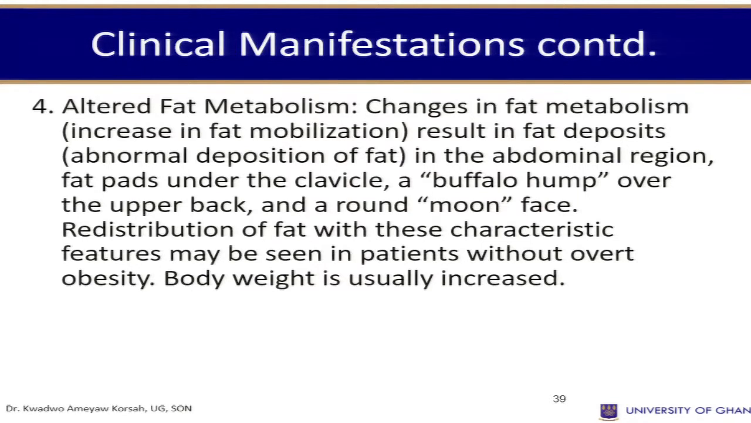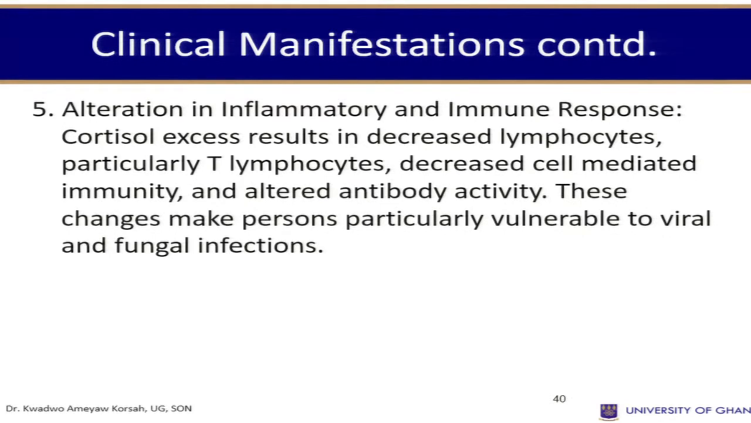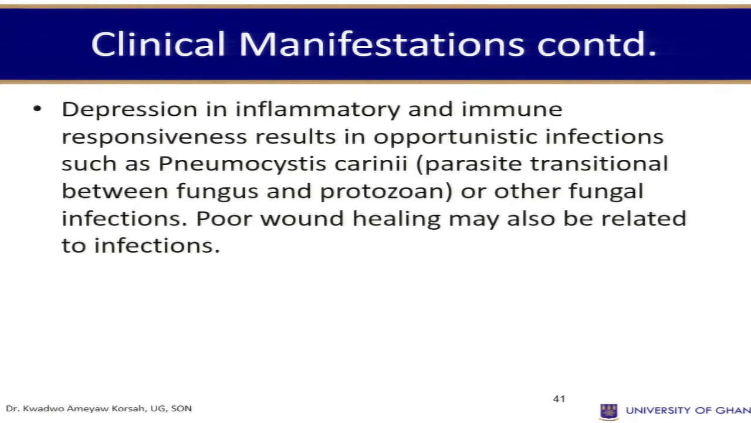And so we can have buffalo hump over the upper back and then around the areas around the face, and so we have moon face, and then we have redistribution of fat. These characteristic features may be seen in patients without overt obesity, and body weight is usually increased in the affected individuals. We have alterations in the inflammatory and immune response, and so they can get infection at any point in time.